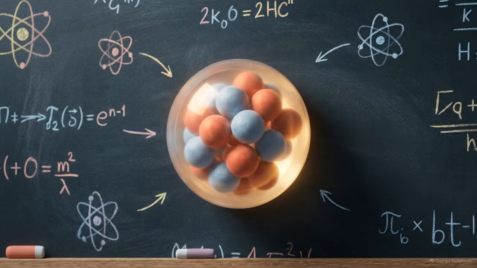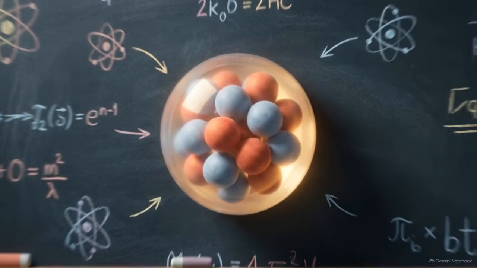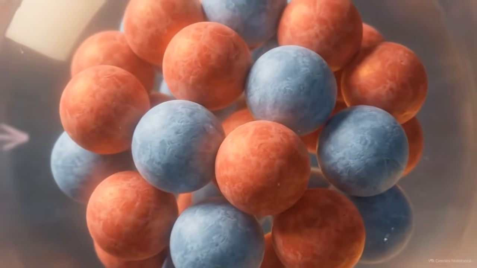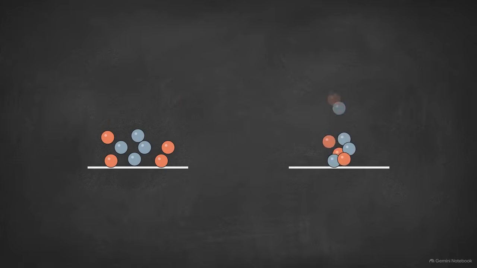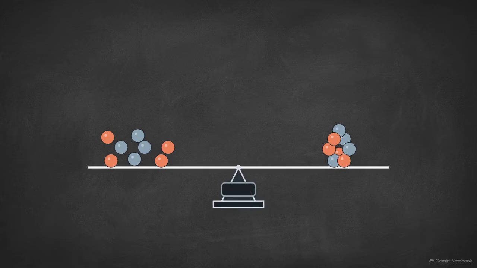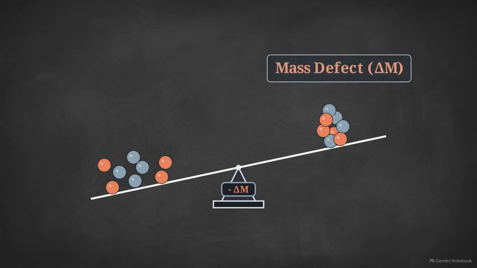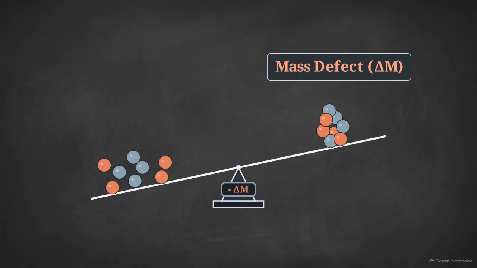To understand the scale of energy locked inside an atom, we have to start with its basic building blocks, protons and neutrons. Logic dictates that if you weigh a handful of these particles individually and then bind them together into a single nucleus and weigh it again, the total mass should be exactly the same. But when we actually measure this, the math breaks down. A fully assembled nucleus is measurably lighter than the sum of its isolated free-floating parts.